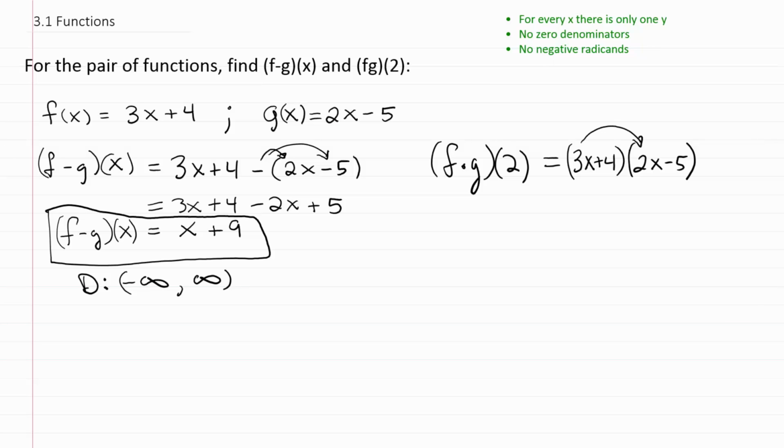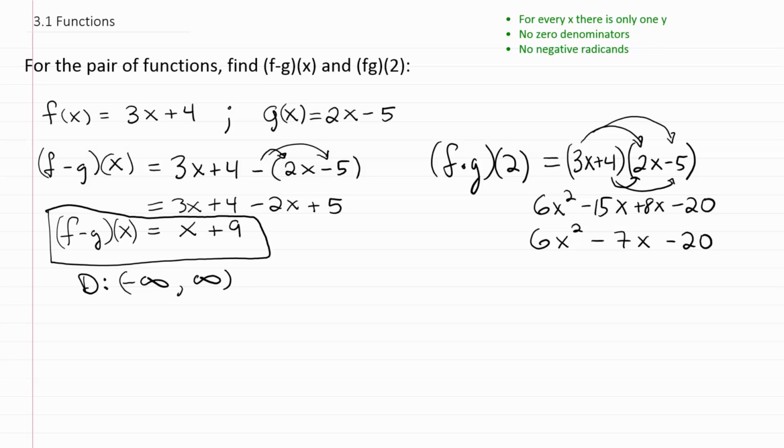So we'd say 3x times 2x is 6x squared. Then 3x times negative 5 is negative 15x. Then 4 times 2x is positive 8x. And 4 times negative 5 is negative 20. From there, you'd say 6x squared. Negative 15x plus 8x is negative 7x, and then minus 20, right? And that would be your new function, f times g of x.